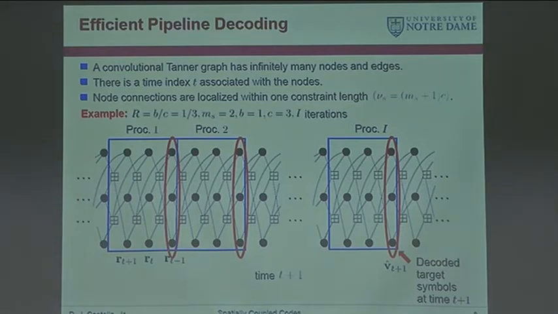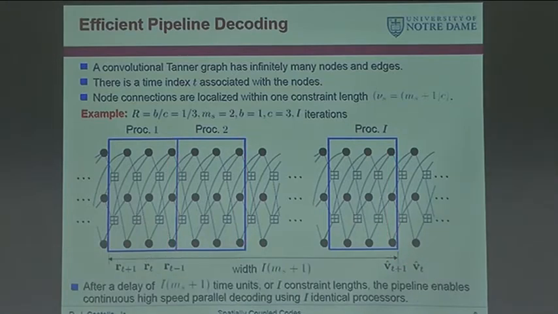Now this requires that you do a fixed number of iterations, and it also requires a total delay of this amount in decoding. Bits have to enter over here, and they have to go through I processors, each of them containing ms plus 1 time units. So there's a total delay of I times ms plus 1 time units, or I constraint lengths, before you start to decode. If the constraint length's big, that's a large delay. And that's basically the reason for that performance gain.